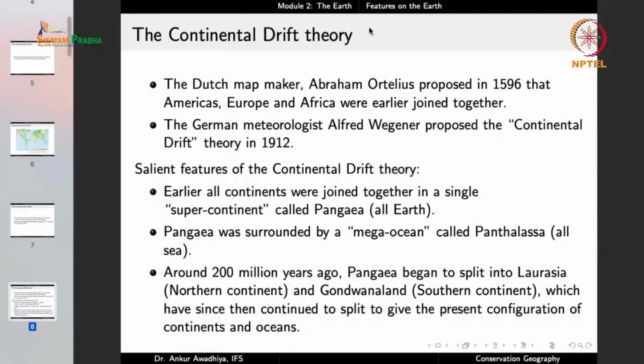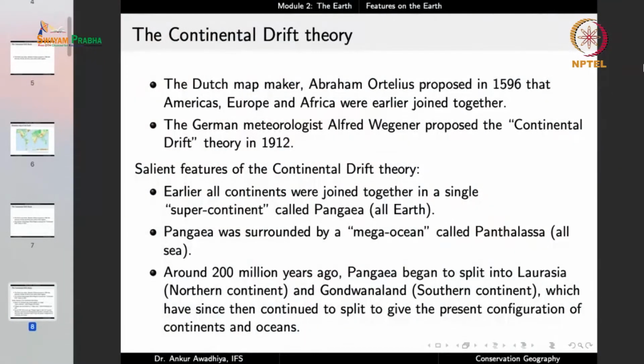So he proposed that earlier all the continents were joined together in a single supercontinent called Pangaea. Pan means all, Gaea is Earth. So Pangaea is all Earth. All the land masses were joined together in this supercontinent which he called Pangaea. And Pangaea was surrounded by a mega ocean called Panthalassa. Pan is all, Thalassa is sea. So it is all seas together, the Panthalassa.